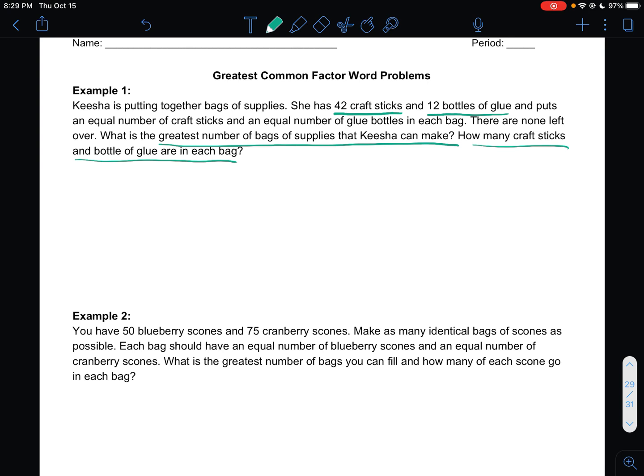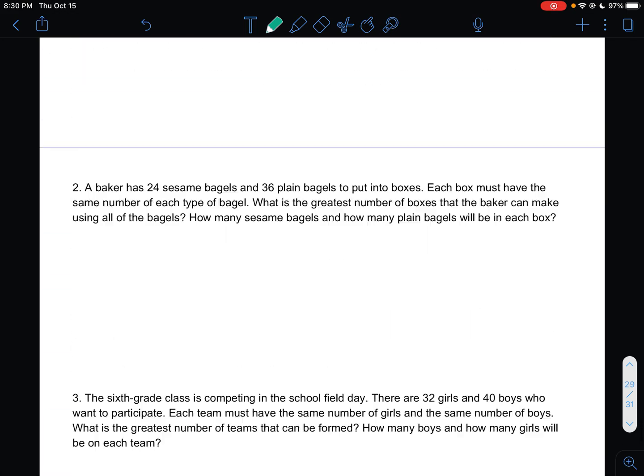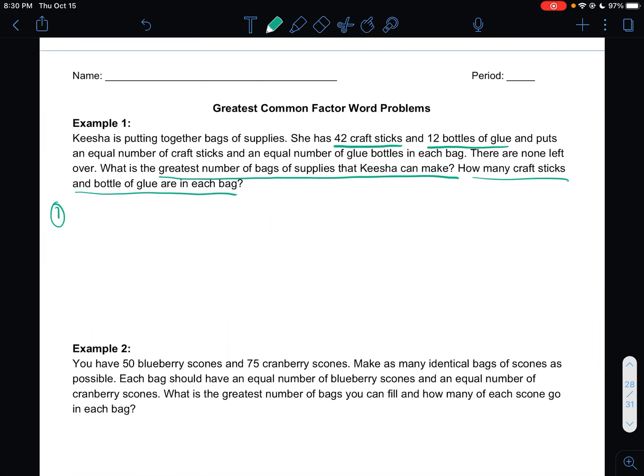So there are 2 questions here. So question 1 is going to be how many bags. So we need the number of bags. And then we also need how many glue sticks or craft sticks and bottles of glue in each. Okay, so there's 2 different questions that we have to answer.